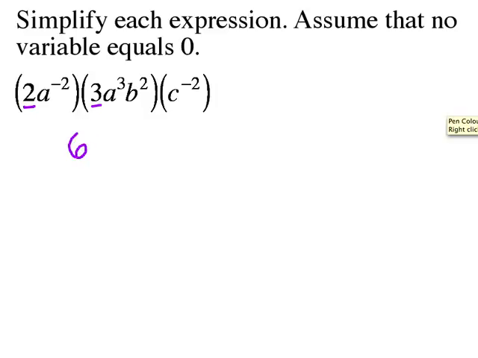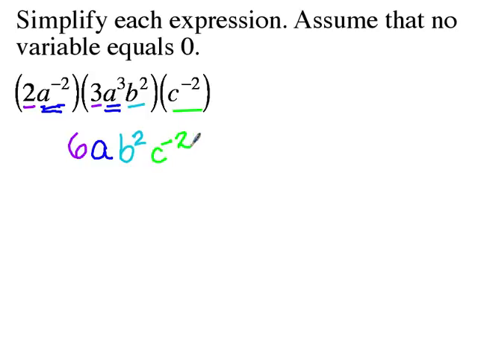Now I'm going to focus on the a's. A to the negative 2nd, a cubed. What do you do with the negative 2 and the 3? You add them. And so what is negative 2 plus 3? 1. So it's just a. Now I'm going to go to my next variable, which is b squared. Is there another b? No, so I'm going to put b squared. Then I'm going to go to my next variable. What's my next variable? C to the negative 2nd.